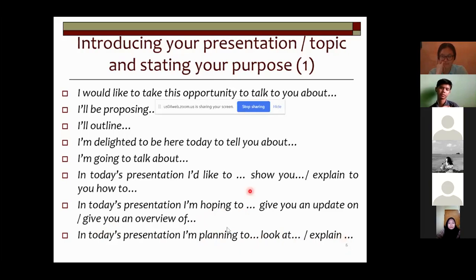These kinds of expressions could be used to state your purpose, to state the topic that you are going to explain or to present.